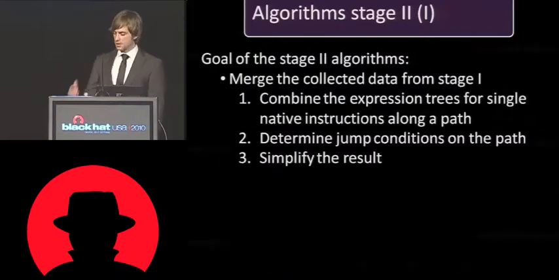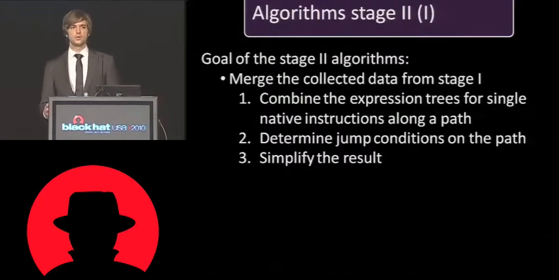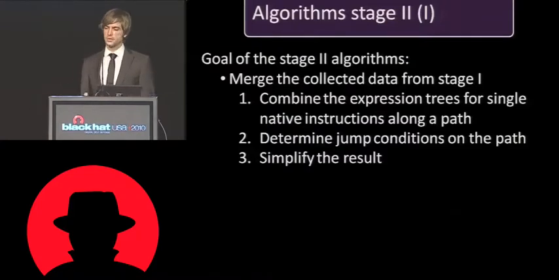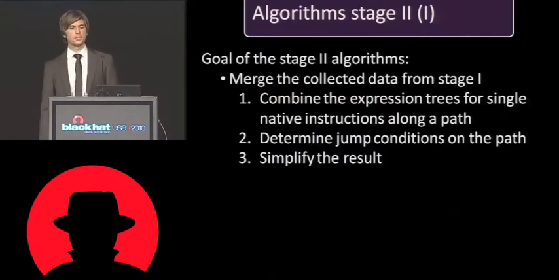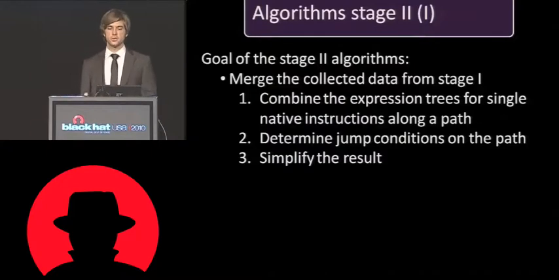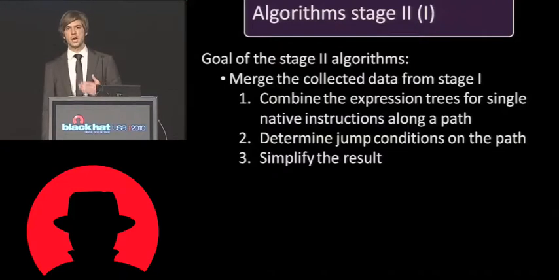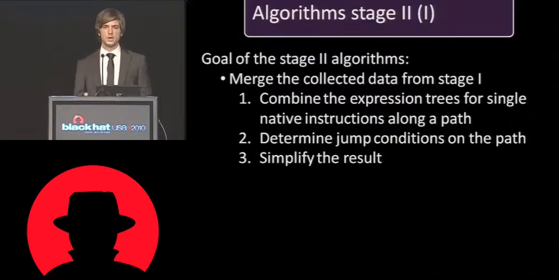So after we have collected in stage 1 all the data which we need, we are now going to merge the data. The goal of the stage 2 algorithms is to merge the collected data from stage 1, and we do this by combining the expression trees for single native instructions along a path. As I've told you, we have extracted all the possible paths through the instruction stream in stage 1, and we can now combine them along exactly those paths.